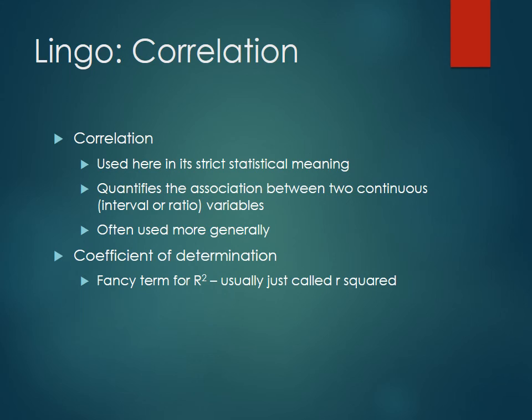So again, correlation, when it's used in its strict statistical meaning, is just quantifying the association between two continuous variables. Could be interval or ratio variables, but they need to be continuous. And again, very frequently it's used more generally. And the coefficient of determination is just another term for R squared. So frequently you'll hear people just say the R squared value is such and such, and you can take something away from that.